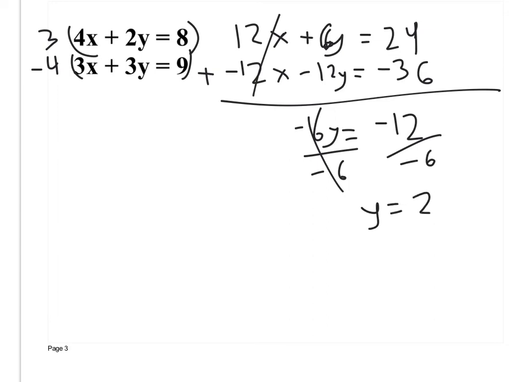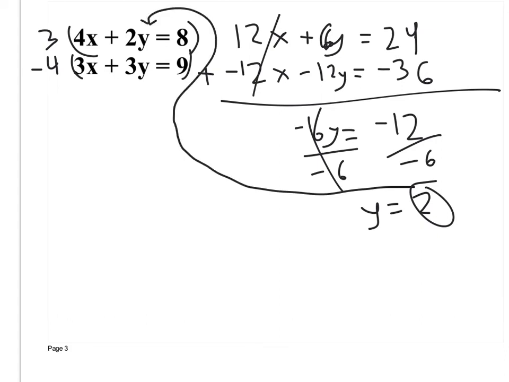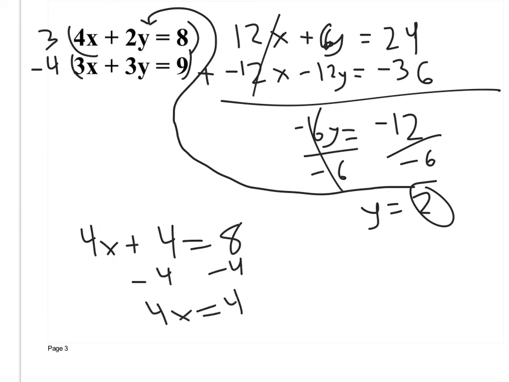And then plug it into the original equation. Don't ever plug it into one you multiplied. Plug it into an original. It doesn't matter which one. I usually go with the top unless one's just clearly easier. So now we've got 4x plus 2 times 2, which is 4. That's equal to 8. So we subtract 4 from both sides. You get 4x is equal to 4. Divide by 4. x is equal to 1. So there's your ordered pair: 1, 2.